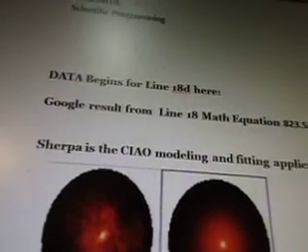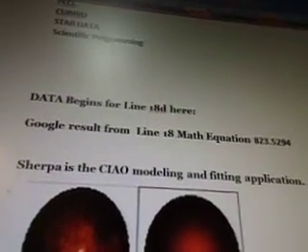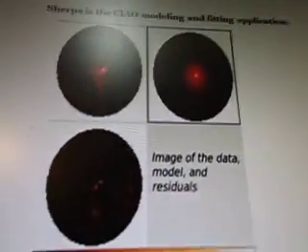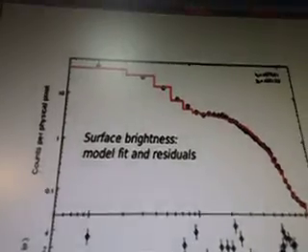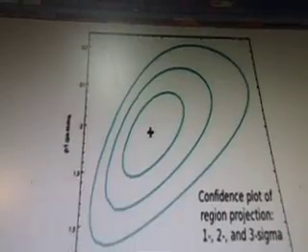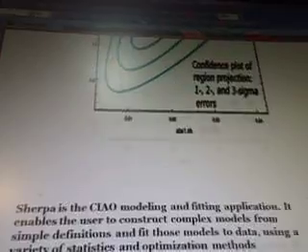Google result from line 18 math equation: 823.5294. SHERPA is the CIAO modeling and fitting application. And then we have this graph come up. Surface brightness, model fit and residuals, radius, confidence plot of region projection, sigma areas.